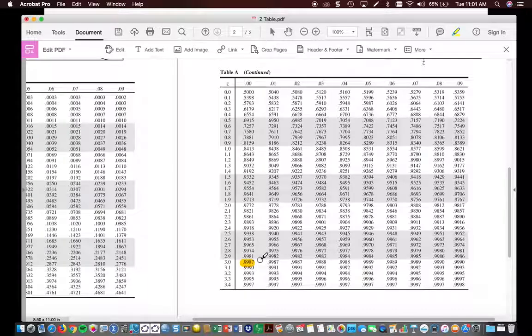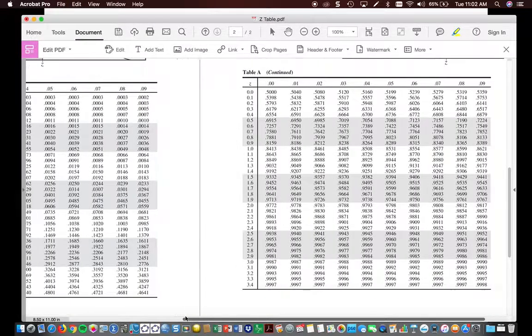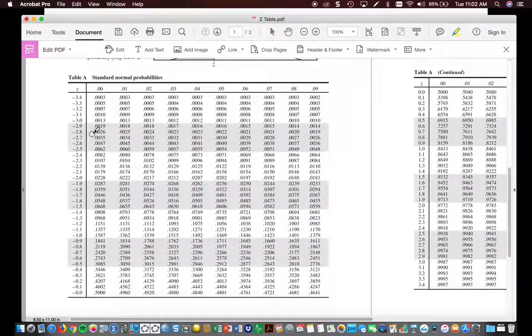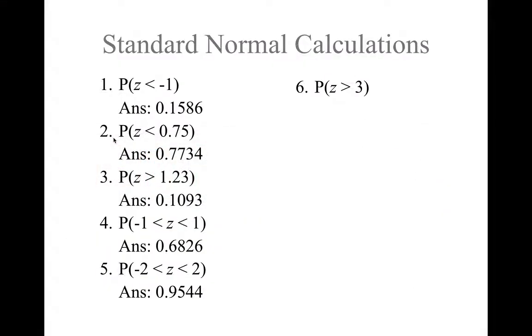Another way you could do this is to say the probability of being bigger than 3, using the symmetry of the table, is the probability that z is less than -3. The probability that z is less than -3 is the complement of z bigger than 3. So you can use the symmetry of the table to find right tail probabilities as well. Several textbooks only have the positive side of this table included, and they expect you to use the symmetry of the table to come up with answers like that.